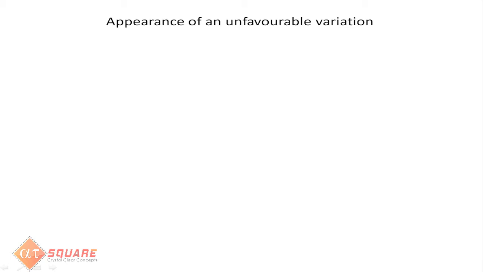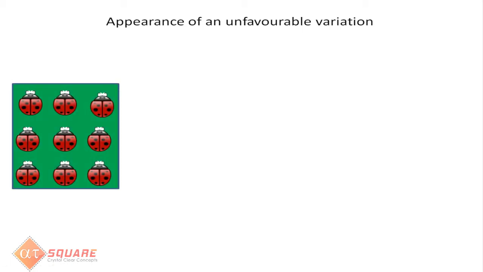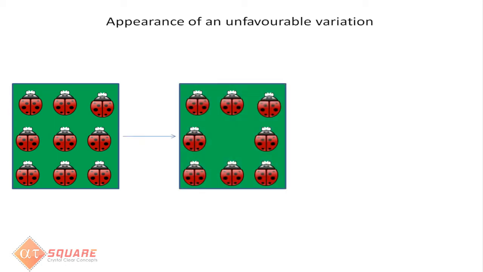Now, let us discuss the second situation, that will be the appearance of an unfavorable variation. In this situation, again, a color variation arises during reproduction, but now it results in a beetle that is blue in color instead of red. The crows can see the blue colored beetles in the green leaves of the bushes as well as they can see the red ones, and therefore they can eat them. Initially, the number of red beetle is more than the blue beetles.